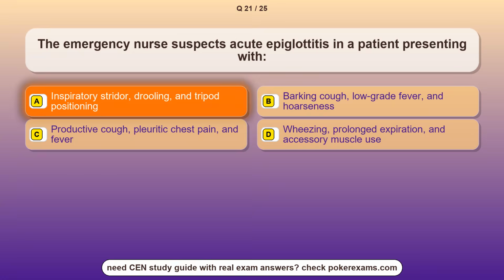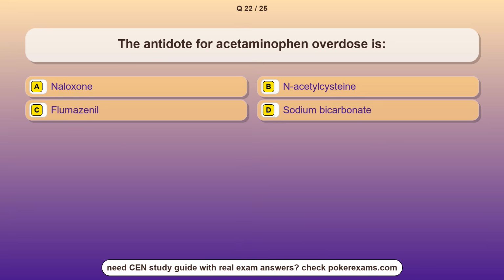The correct answer is option A, inspiratory stridor, drooling, and tripod positioning. Question 22. The antidote for acetaminophen overdose is: Option A, naloxone. Option B, N-acetylcysteine. Option C, flumazenil. Option D, sodium bicarbonate.